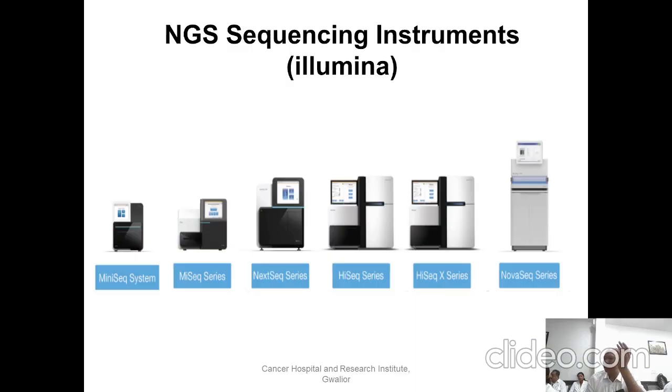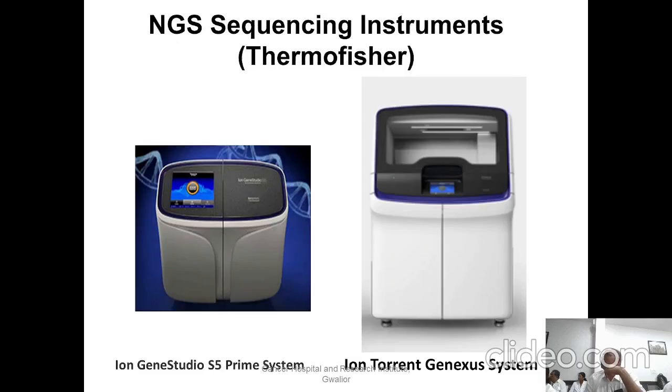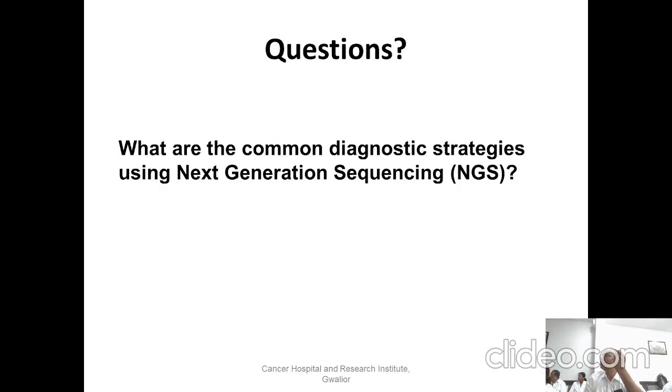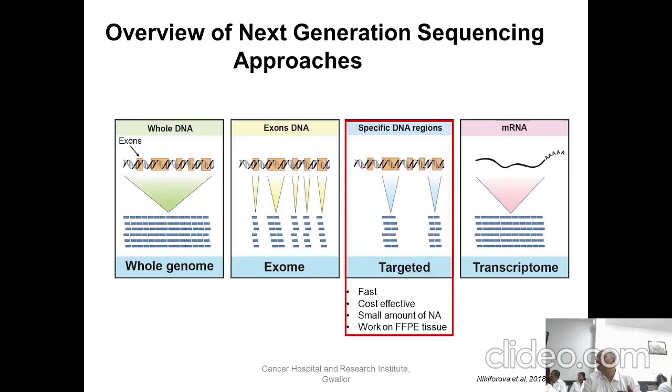These are various machines which are available, and many of them are available in India also. Again, NGS sequencing machine. This particular Ion Torrent is available in Christian Medical College, Vellore, and this is also available in TMC, Kolkata. So the question: what are the common diagnostic strategies using next generation sequencing? Now we have a patient of AML and I want to send NGS. What options do I have? What can I send and where can I send?